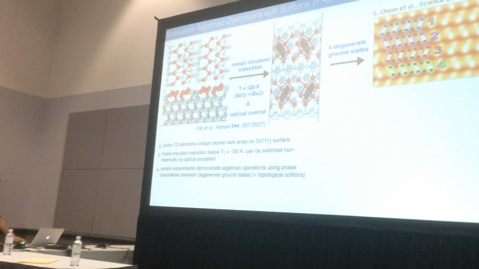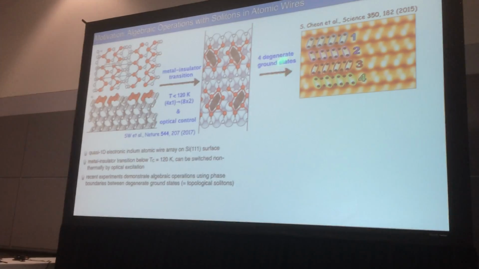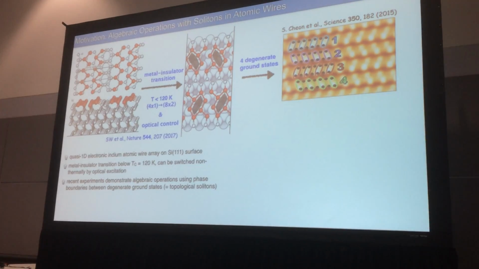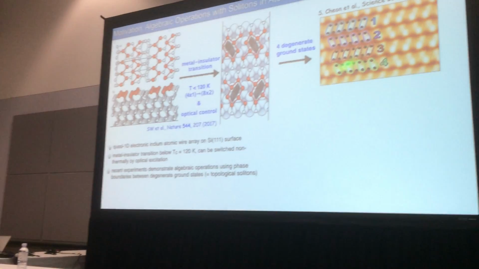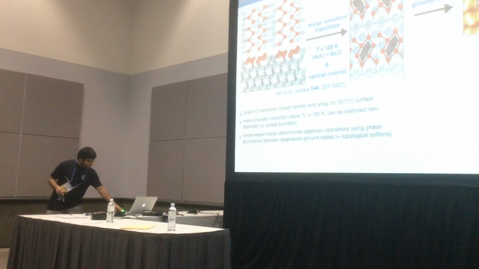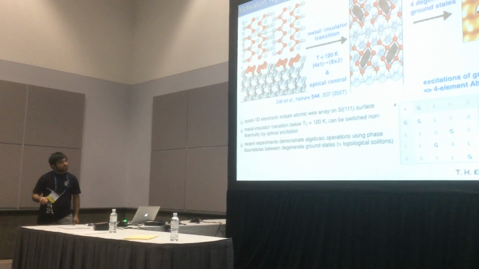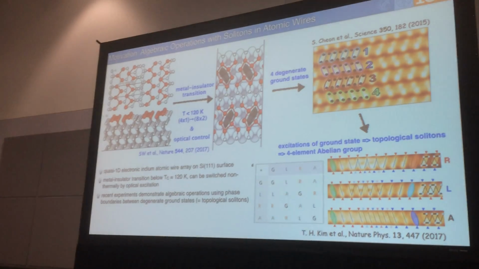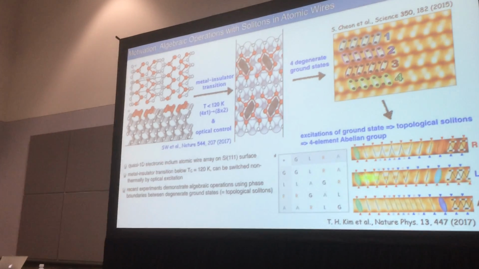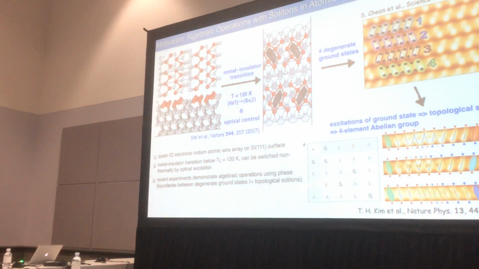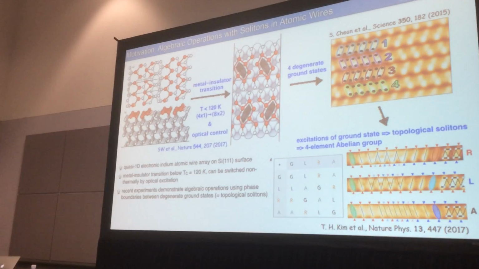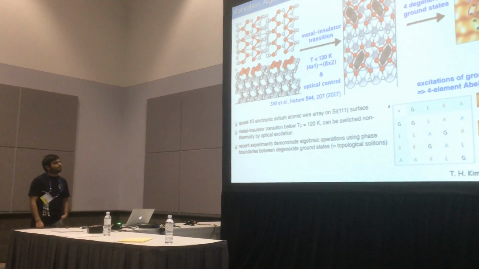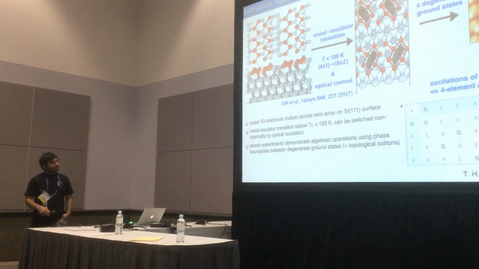But the thing is, when we get the ground state, it comes out that it's a four-fold degenerate ground state, whose optical excitation can lead to topologically protected solitons, which follow the four-element abelian algebra. We want to use these kinds of structures to carry quantum information in the form of quantum bits for quantum computation. That's the part of the story.